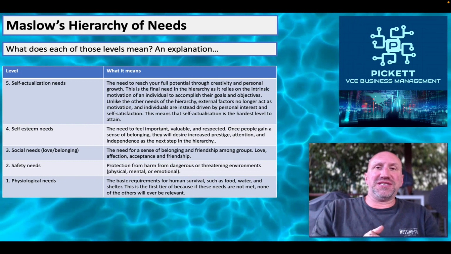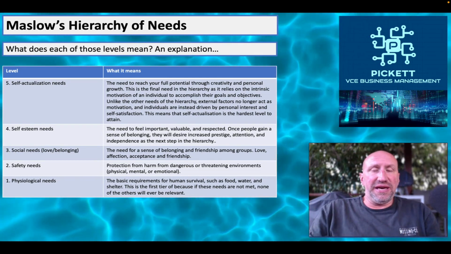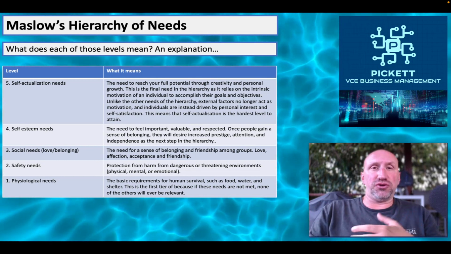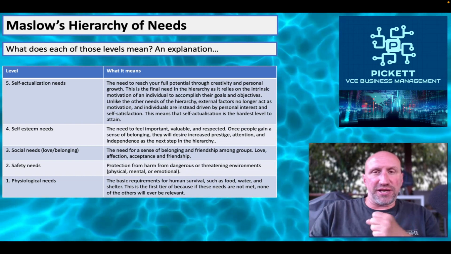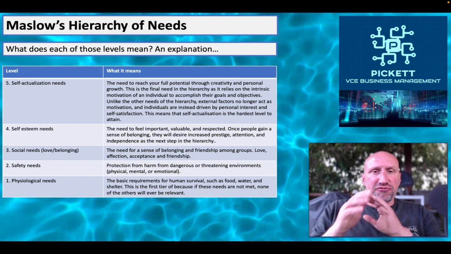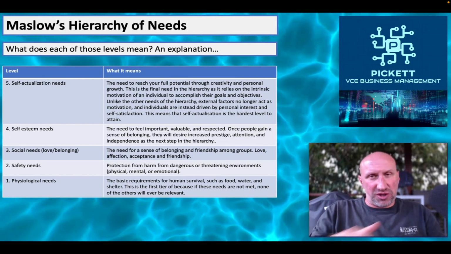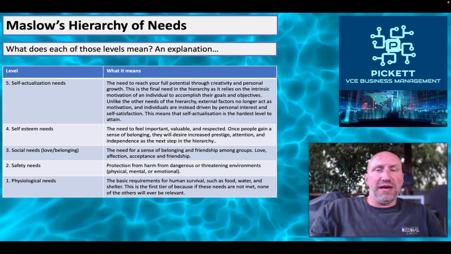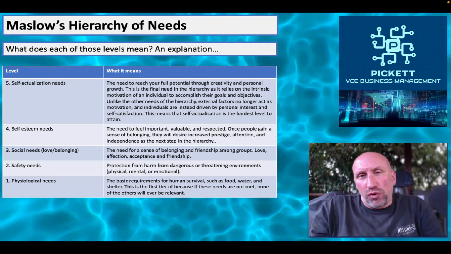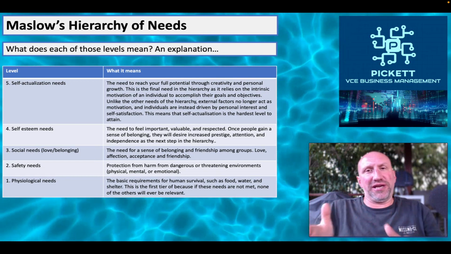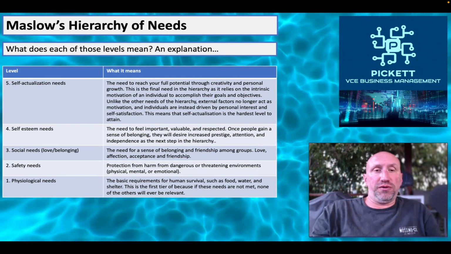And then the 5th, self-actualization needs, at the top of the pyramid, Maslow said, is all about reaching our full potential through creativity and personal growth. And there's a bit more of an explanation of that there. It's really important that you understand that this is a hierarchy. We start at the bottom, we move through it, and we end up at the top. So according to Maslow, we become fully self-actualized if we've met that final need.